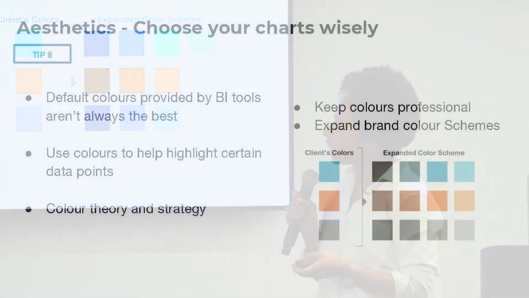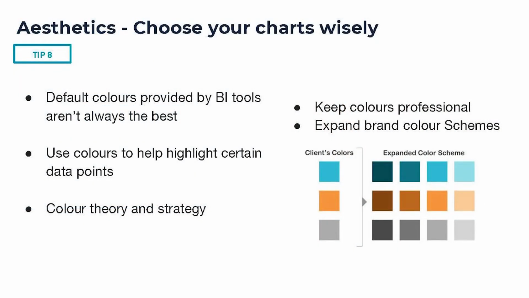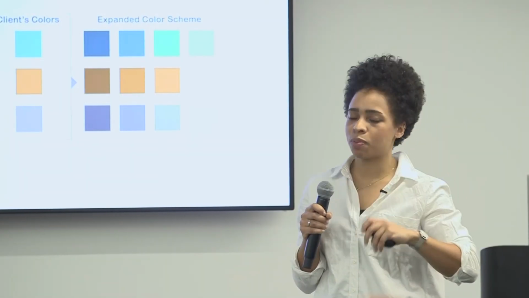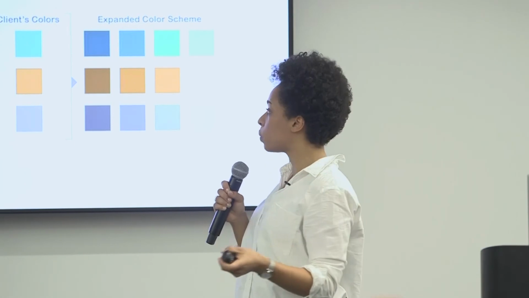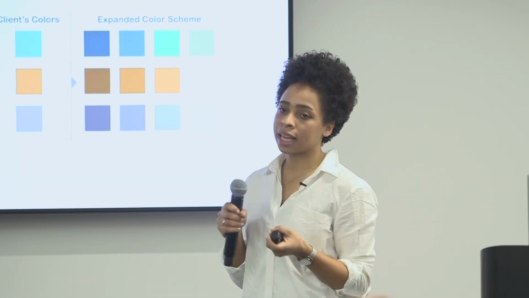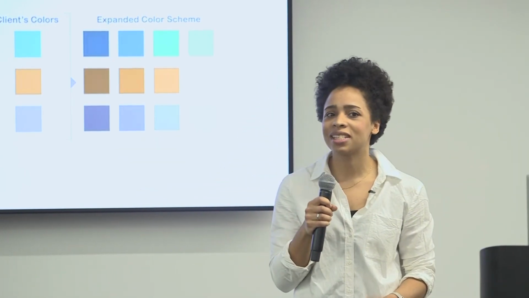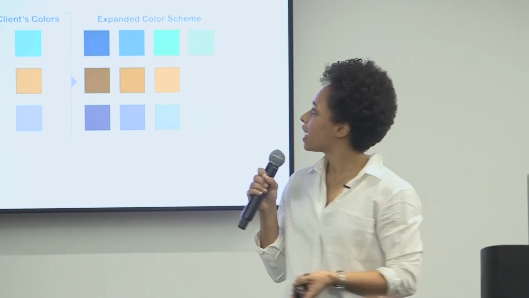And then number 8 is around aesthetics and colors. So choosing your colors wisely, but a lot of these data visualization tools have default colors. So Google Data Studio, I think it's probably Google's colors, and they're not always the best colors for you to be using. So as we've seen with the spaghetti chart, we can use color to really accentuate what we're focusing the user's eye on. And there's a whole world around color theory and strategy, which you can read more about.